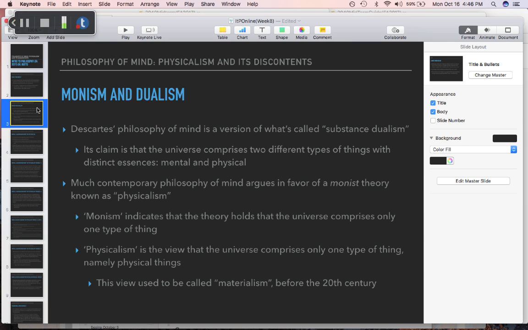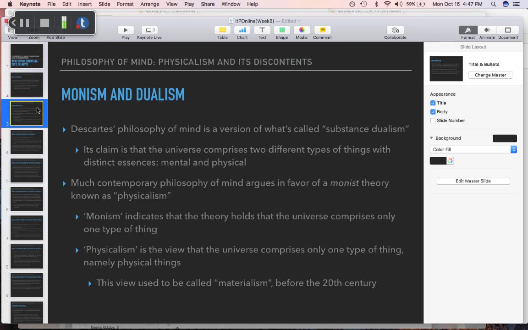So I've talked about Descartes putting forward this view where there are two different types of thing in the universe. And here we get to some jargon, the difference between, in metaphysics, monism and dualism. That is, between monist positions and dualist positions. Monist is from mono, one, and dualist from duo, two, just to indicate how many types of thing a particular theory claims the universe is made out of, right?